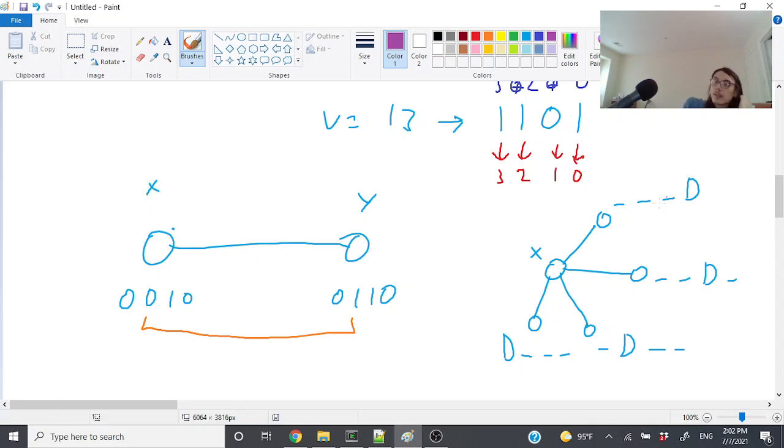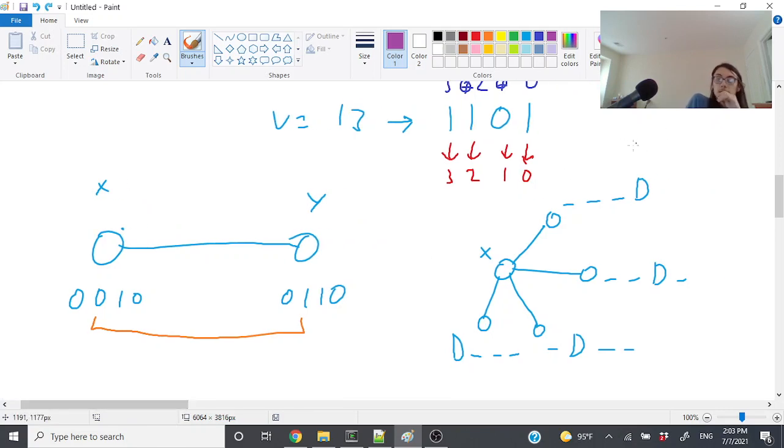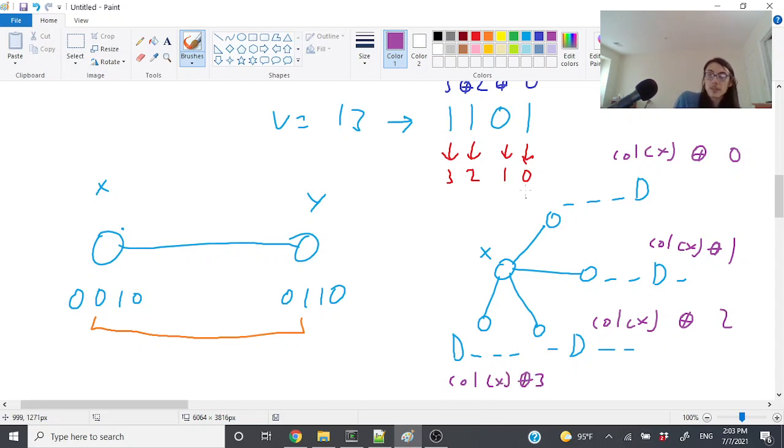So this is the color of x XORed with 0. This is the color of x XORed with 1. This is the color of x XORed with 2. And this is the color of x XORed with 3. Now, because XOR is 1-to-1, all of these numbers are different, which means that x is adjacent to all different colors. So the coloring works.